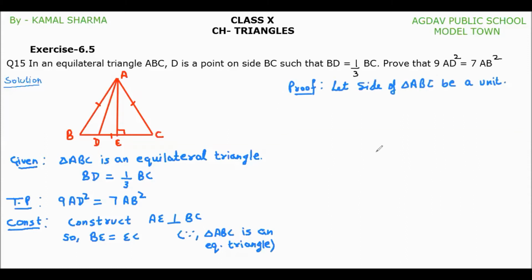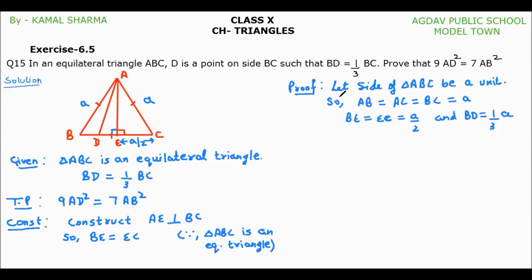So we have assumed let side of triangle ABC be A units. Now, since this is an equilateral triangle, this will also be A, this will also be A, and this will be A. If BC is A, then we have written BE equals EC. That means this EC will become A by 2 and this BE will become A by 2.